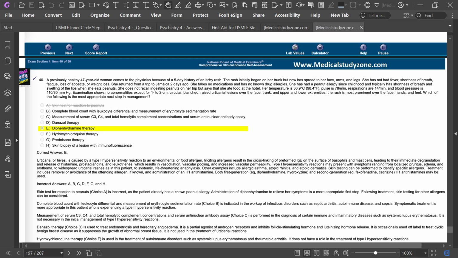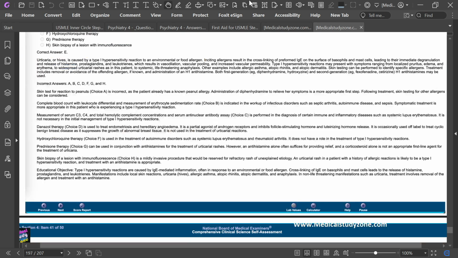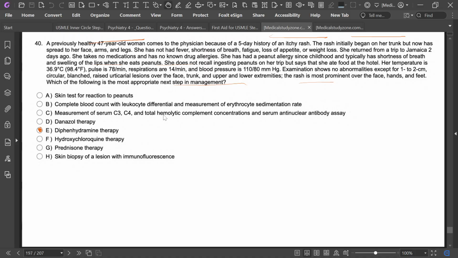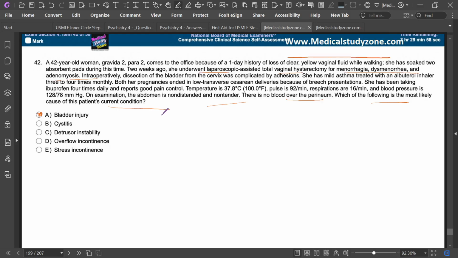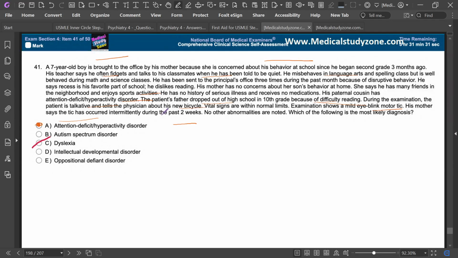A 7-year-old boy is brought to the office by his mom because she's concerned about his behavior at school since he began second grade 3 months ago. His teacher said he often fidgets and talks to his classmates when he has been told to be quiet. He misbehaves in language, art, and spelling class, but is well behaved during math and science class. He has been sent to the principal's office 3 times during the past month because of disruptive behavior.